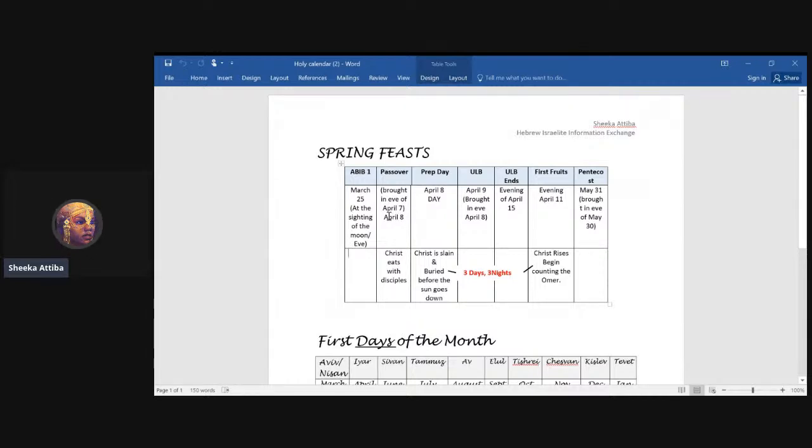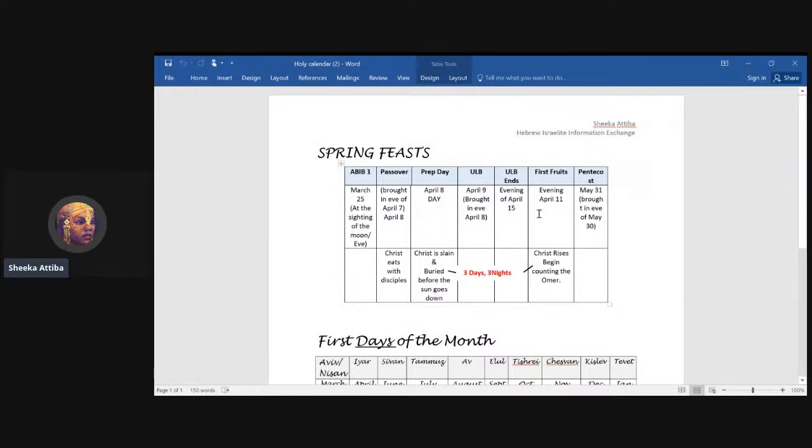Then the day portion of the 8th is a prep day, business as usual. And then by that evening, you're bringing in unleavened bread, which the first day of unleavened bread is April 9th. The evening is the evening of April 8th. Okay. You count 7 days, starting day one at April 9th. Okay. And you'll get to April 15th.